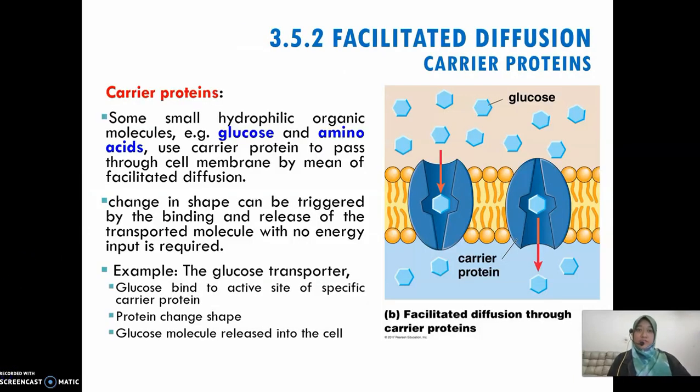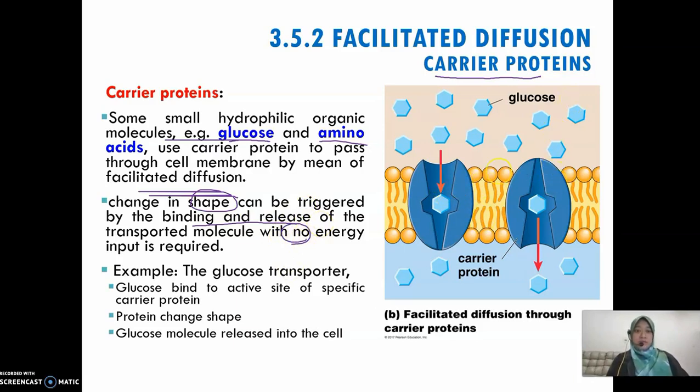Now we move on to facilitated diffusion using carrier protein. Remember, compared to channel protein, carrier protein can change shape. This carrier protein transports small hydrophilic molecule. Example is glucose and amino acid. And this shape changes in response to the binding and release of the substance. However, no ATP is required.